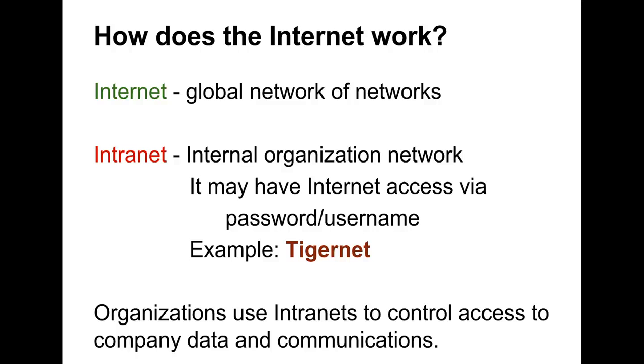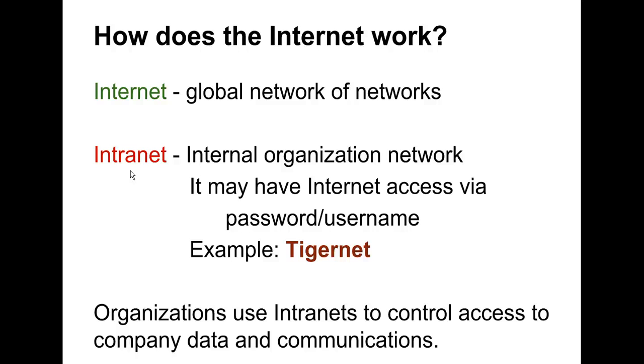All right, how does the internet work? Well, there's two different components. One is the internet, which, as I said earlier, is the global network of networks. And number two is the intranet, which is the internal organization network. It may or may not have access to the internet, but you can't get into the intranet without a username and password. I gave the example of TigerNet here at Morehouse.